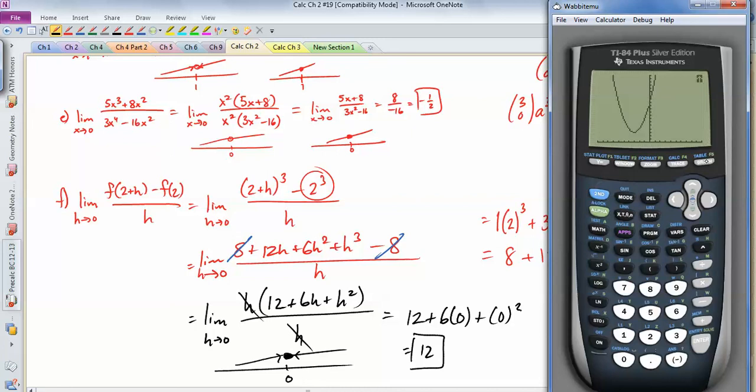It just so happens, though, that if you plug in 0, you actually get an error because at 0, it doesn't exist. But just to the left and to the right, it gets really close to 12. Okay, hope that helps. And I need to turn this off somehow.